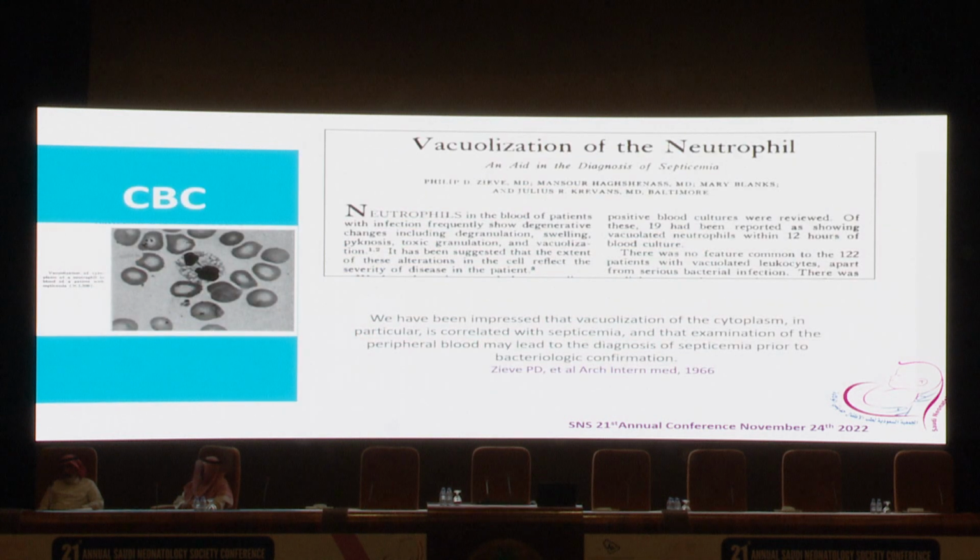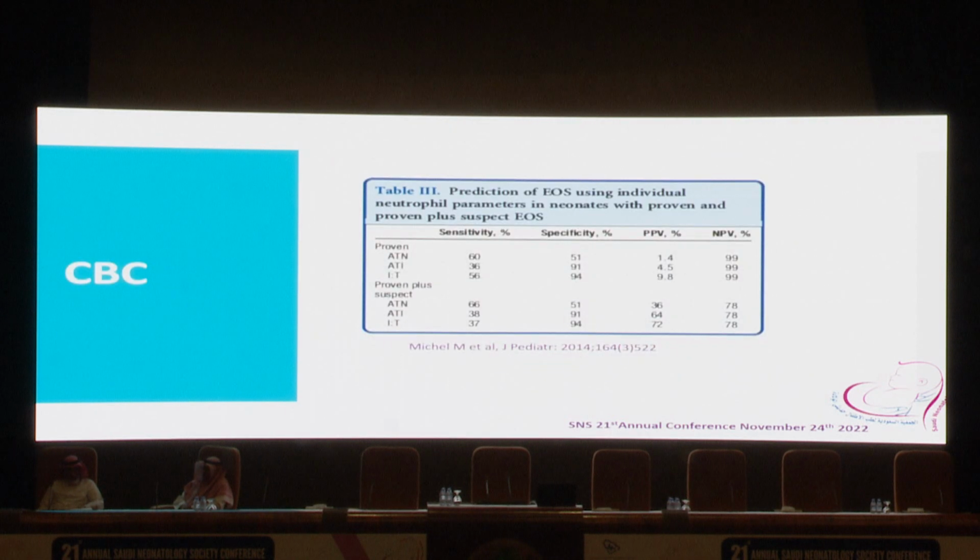So what do we have now? We have the CBC, which is a very old and original test. We ask for it for any patient with suspicion of sepsis. This paper, maybe 50 years back, mentions vacuolization or toxic granulation in the neutrophils, which if found helps in the diagnosis of neonatal sepsis. But I don't know if this can help us in the ICU. There are two studies, and it is very clear for us: maybe vacuolization of the neutrophils will not help in the diagnosis of neonatal sepsis.